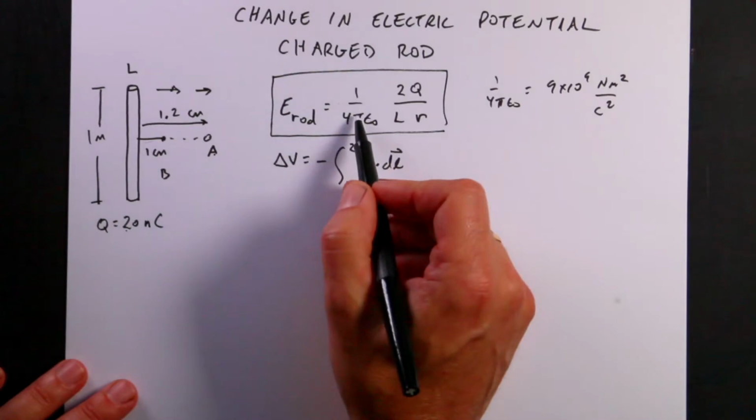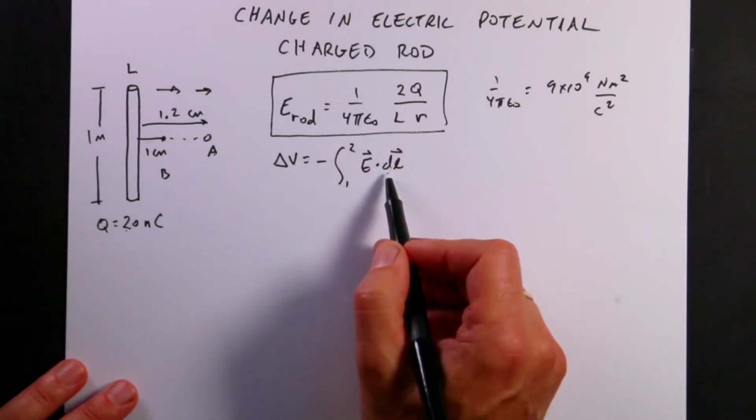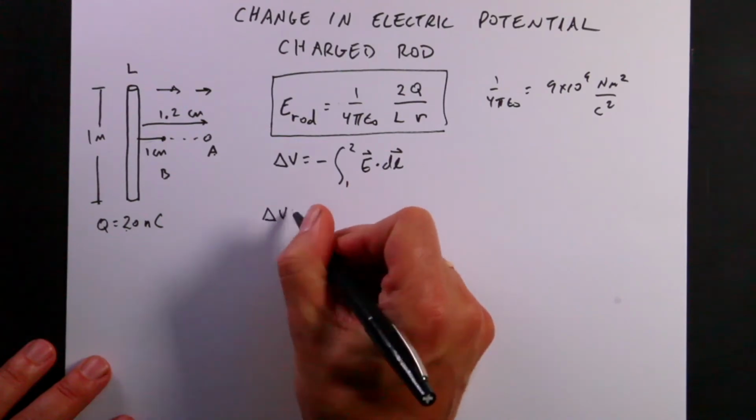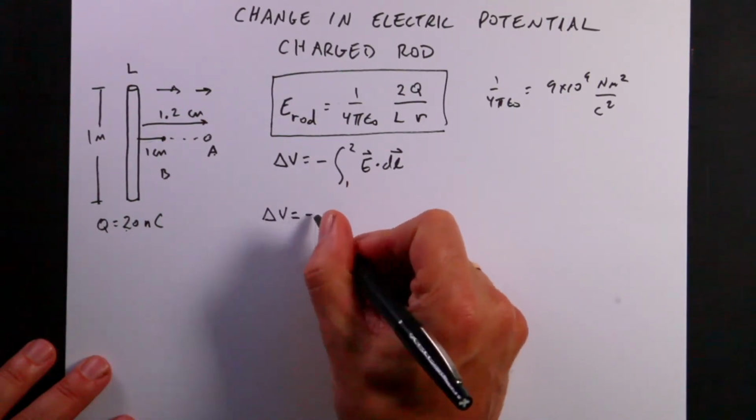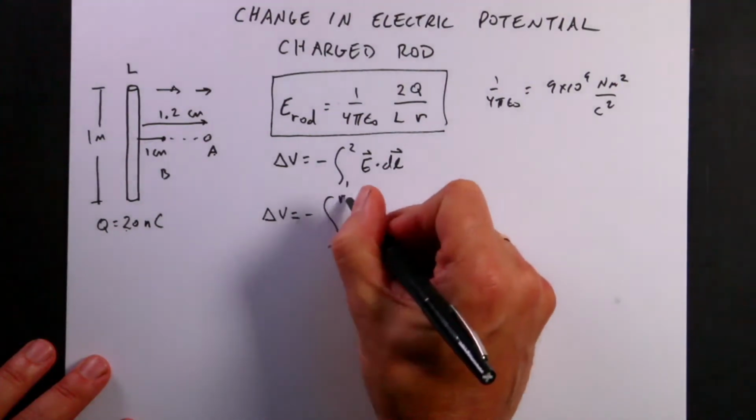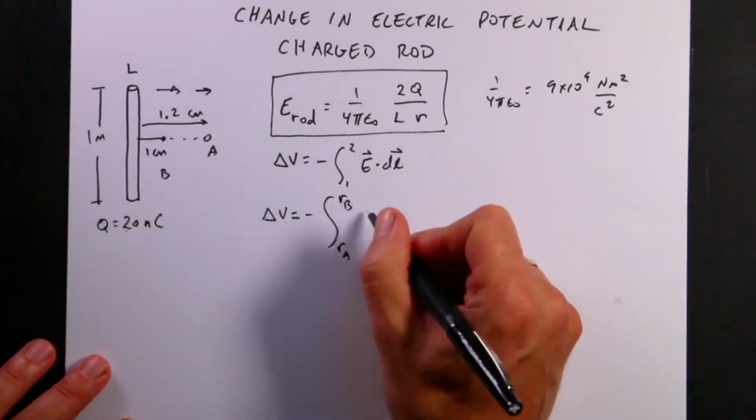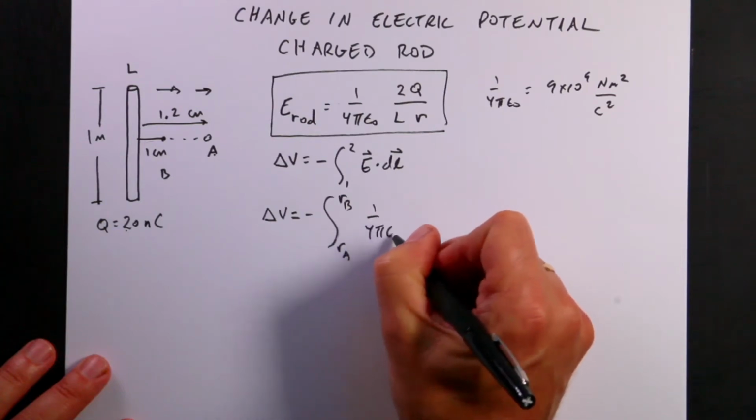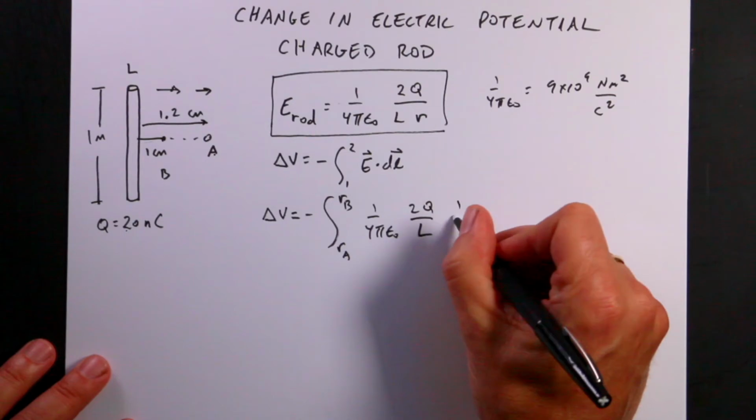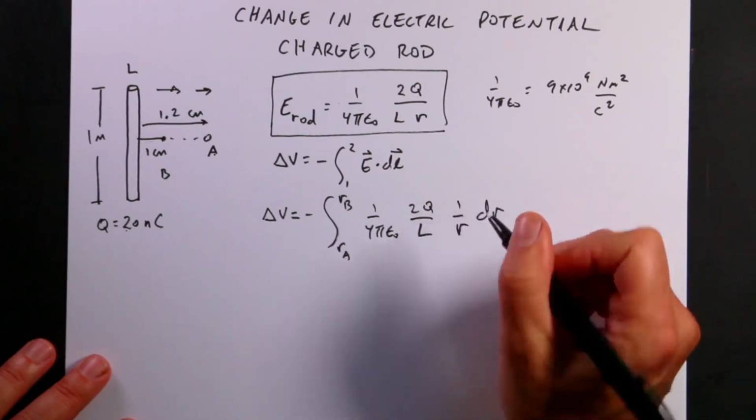So I have my expression for the electric field, and in this case, I could call dl in the r direction. So this delta V is going to be the negative of the integral, and here I know that I'm doing this wrong, from Ra to Rb of E, which is 1 over 4 pi epsilon naught, 2q over L, 1 over r dr.